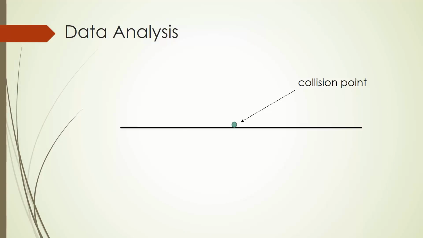Note the horizontal lines shown in the picture above represent the edge of the table, and the blue dot is the collision point. Attach a plumb bob to the edge of the table at the collision point and mark its location on the floor with a piece of tape.